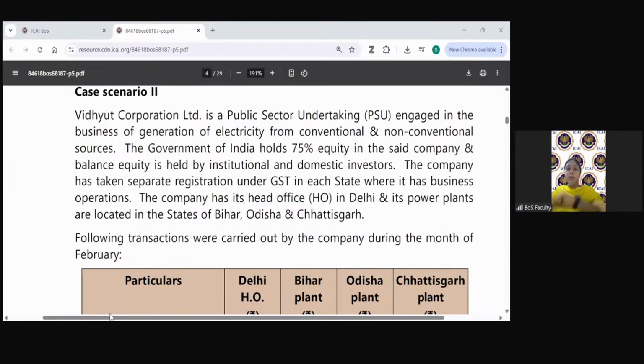And I request the students to send their chats on this particular ID. I'm CA Shafali Jain, so you can share the answers to me as well as you can share the answers, keep sharing answers to Swati also. We both are there to evaluate your answers. So hope my screen is visible to you all. Okay. Yes, ma'am, your screen is visible. Okay. So now let's start with the second scenario.